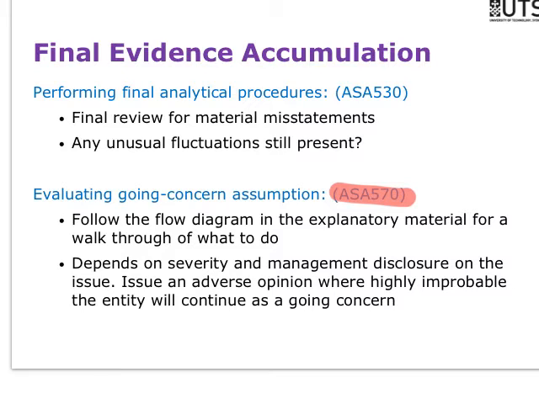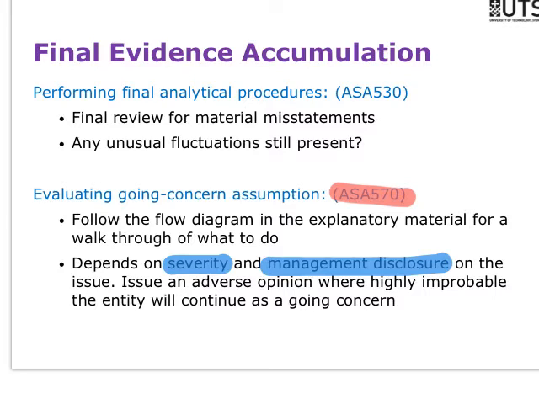Okay, so there's a flowchart diagram in the explanatory material of ASA 570 that's worth looking at. Right, very useful in the exam. But the conditions for our going concern assumption will depend on the severity, how likely the company is to fail, and the level of management disclosure on the issue. Right? So if it's very severe and management have disclosed, we might be a bit more friendly.